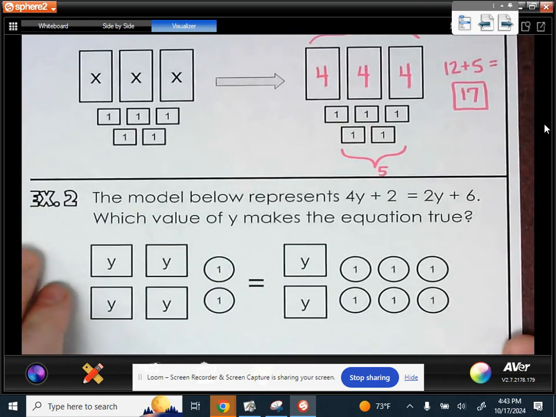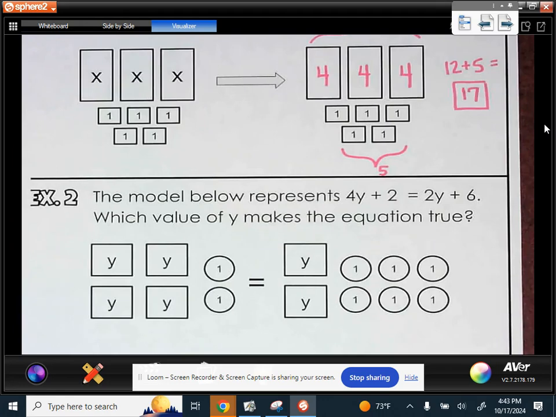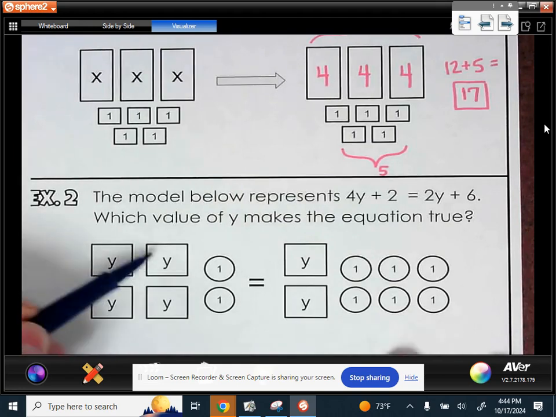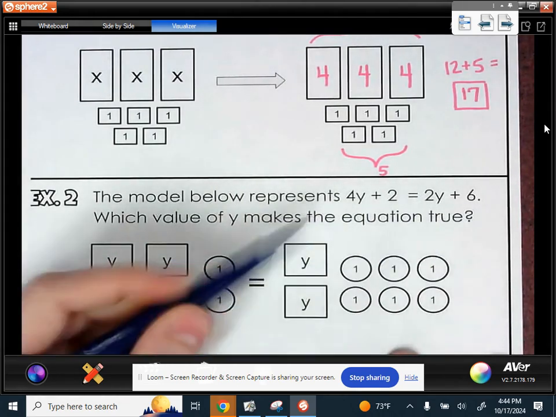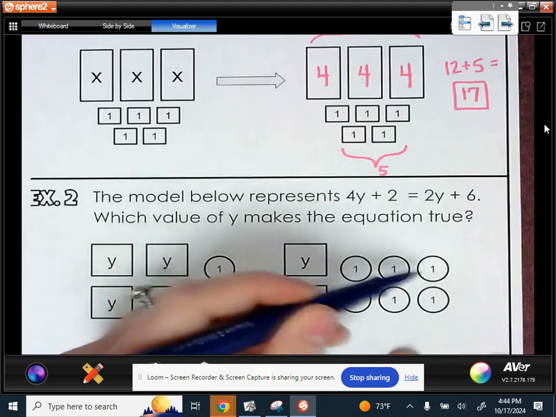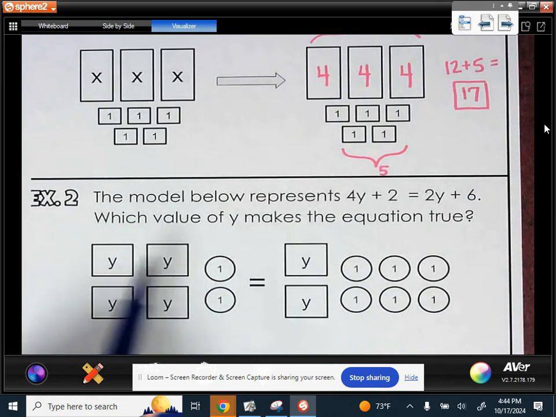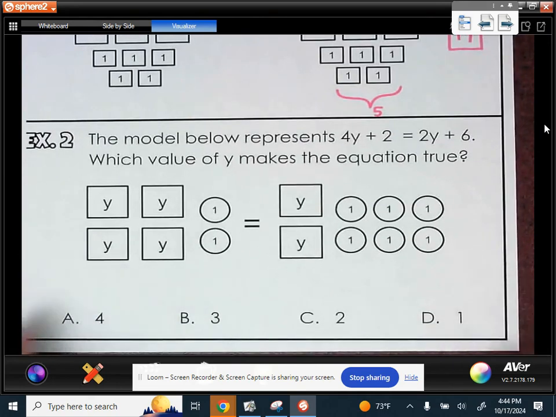Now, as far as how this would look on a test question or a STAR question, it would look like this. So we've got the model below represents 4y plus 2. So we've got 4y's plus 2 equals 2y plus 6. So 2y's and then plus 6. And it says which value of y makes the equation true. So they've given us 4 possibilities for what y could equal. We need to try all of those possibilities.